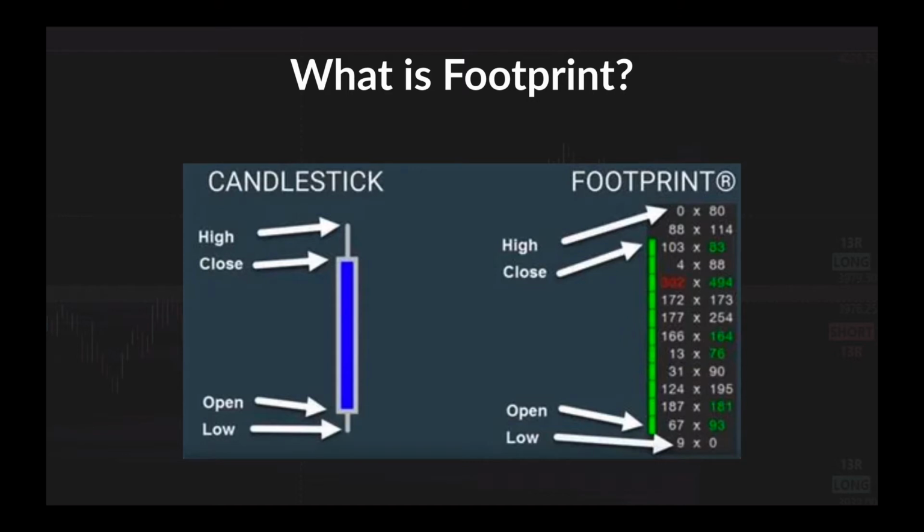But I do think it's worth just understanding what a footprint chart looks like, so that you know what I'm looking for when I'm looking for some of these patterns. On the left-hand side, you have a normal candlestick. You're probably familiar with that. You've got a wick up high. That's your high. You've got your open and your close, and that makes the body of the candle. And then you've got your low, and so you've got a wick down below, right? Well, you can see the same stuff on a footprint chart.